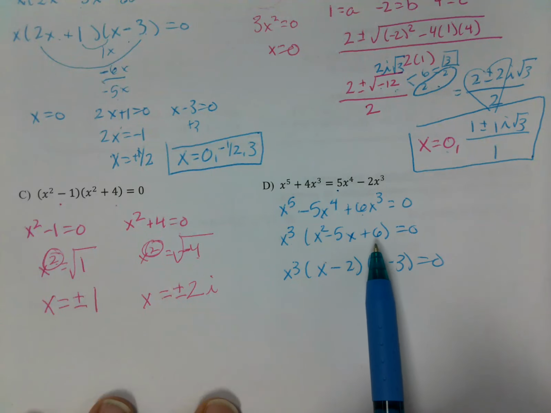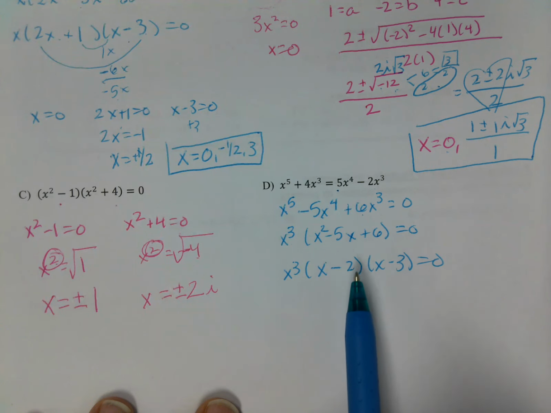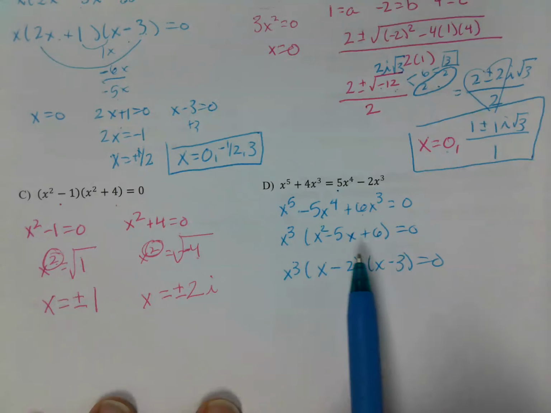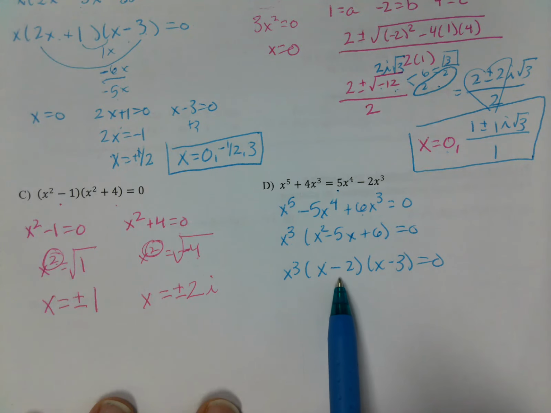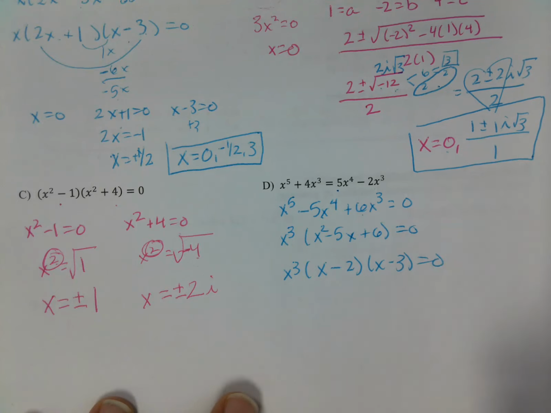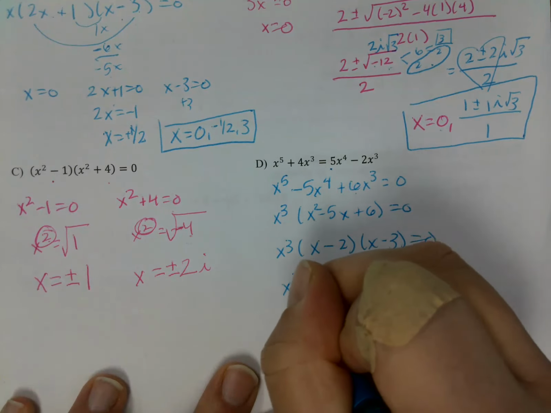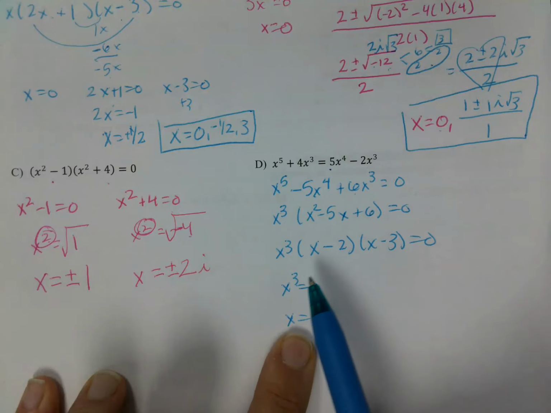This one's factorable. They have to multiply to get a positive 6, so both of these have to be negative. Multiply to get a positive 6 and add together to get a negative 5. So that's why I chose negative 2 and negative 3. Now, this one would have x equal to 0 with a multiplicity of 3.